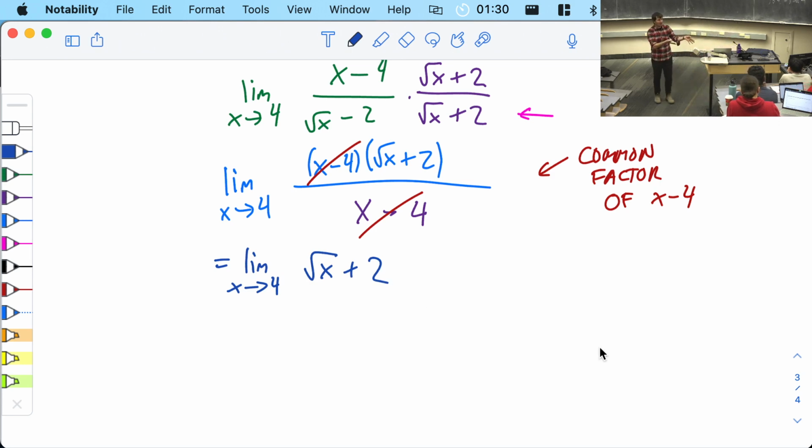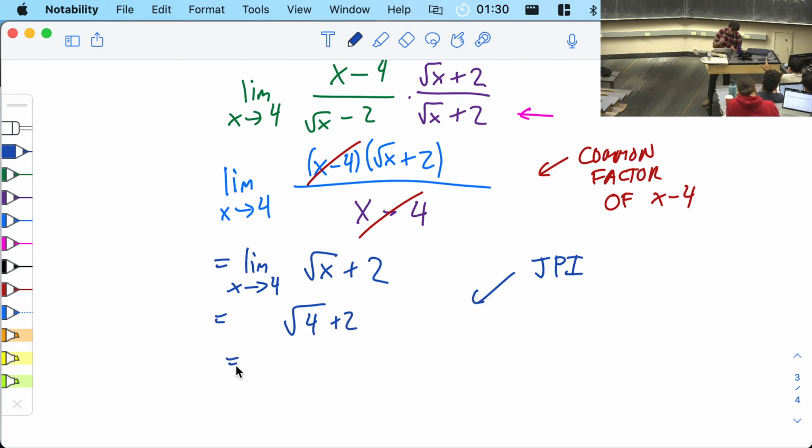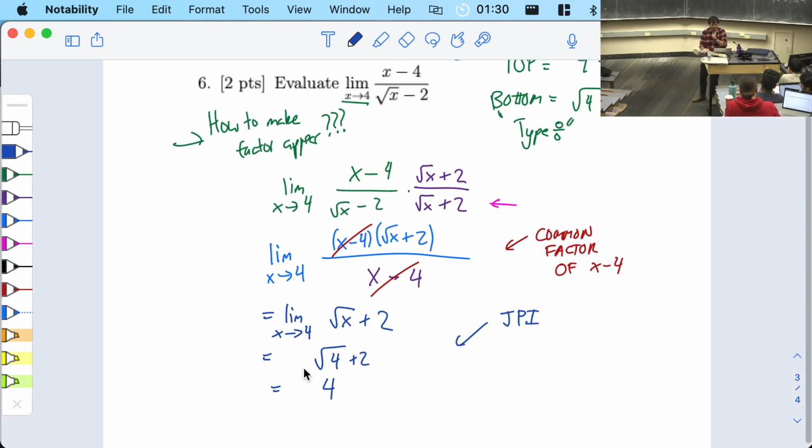And now we're in a situation where just plugging in does work. So just plug in, and it will work. The square root function is continuous. You get square root of 4 plus 2, 2 plus 2, which is 4. So that's the answer to this one. The limit is 4, and those were the steps and the explanation.